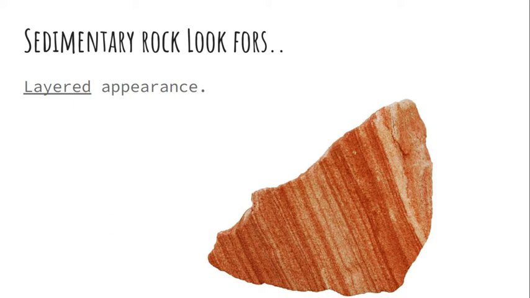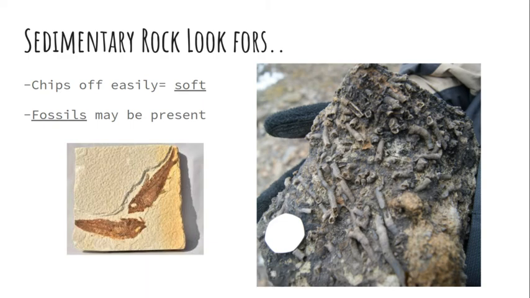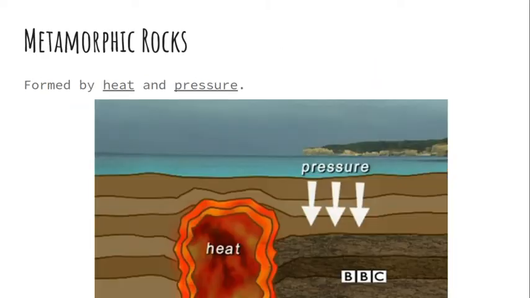Oftentimes, sedimentary rocks have a layered appearance. Not always, but very often they have a layered appearance. Very often they chip off easily, and sedimentary rocks are the only rocks that you will see fossils in. So if you see a fossil, it is automatically a sedimentary rock. This is not in your notes, but it is something to keep in mind. Sedimentary rocks are often the rocks that look like it's just a bunch of little rocks kind of glued together. That's because it's sediments that are cemented together. So keep that in mind as well.